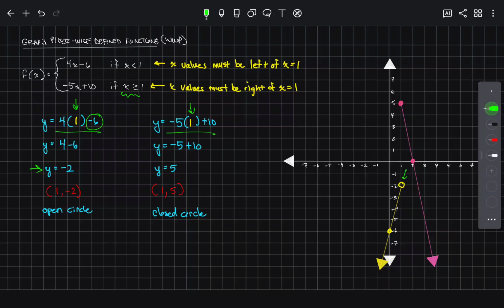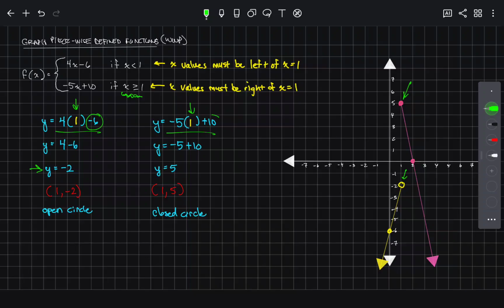On the other line, you can see that we still substituted x for 1, and then we started simplifying for y, and getting negative 5 plus 10, y equals 5. So we substituted x value of 1, generated a y value of 5, giving us a starting point of 1, 5. So you can see we go over 1, up 5. There's the starting point of the second line. We know that the parameters on that, we're saying all x values greater than or equal. So that's going to be a closed circle. That's why that circle's colored in.